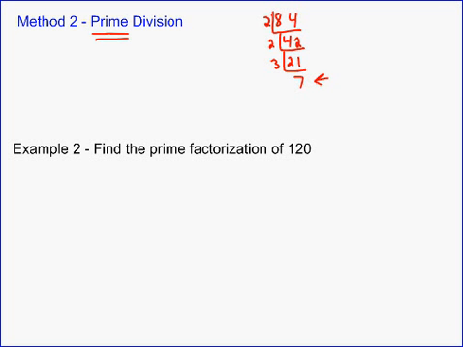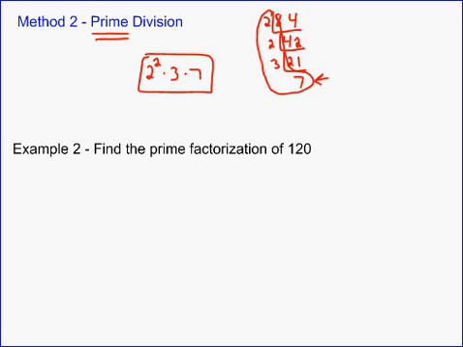So the prime factorization is 2 times 2 times 3 times 7, which is exactly what we got before. So 2 squared times 3 times 7. Those are the two different methods that we're going to use. You can choose whichever one you like better.